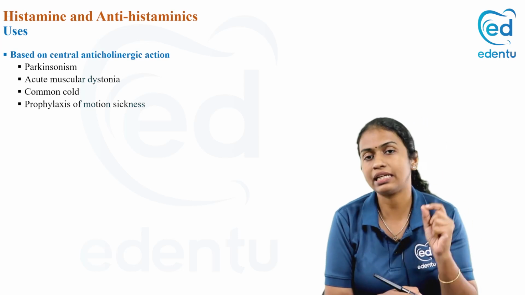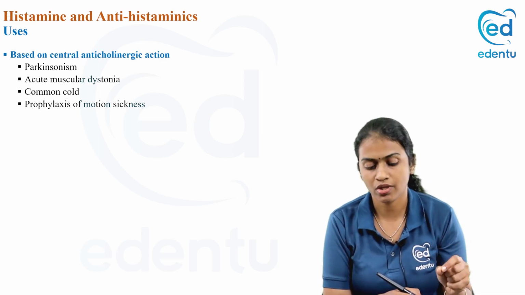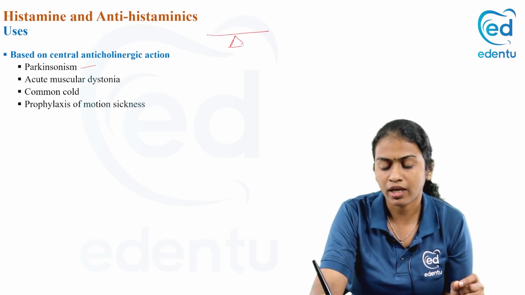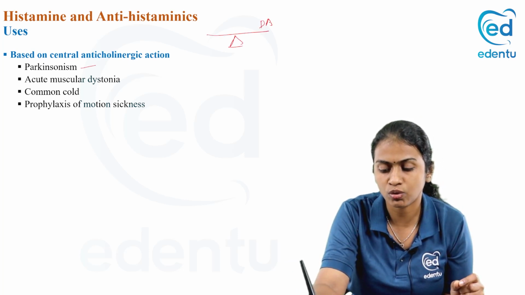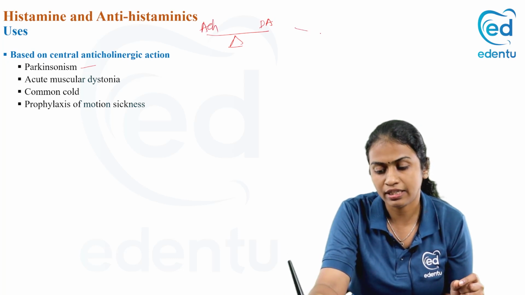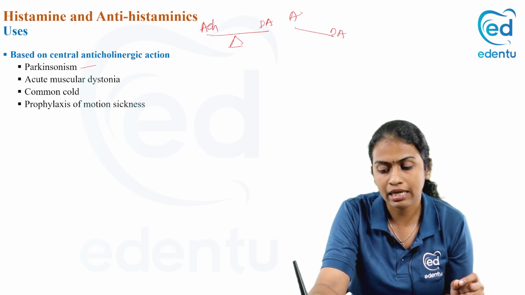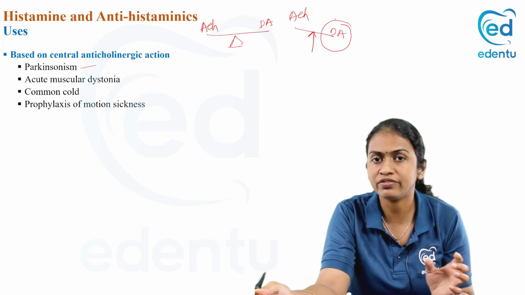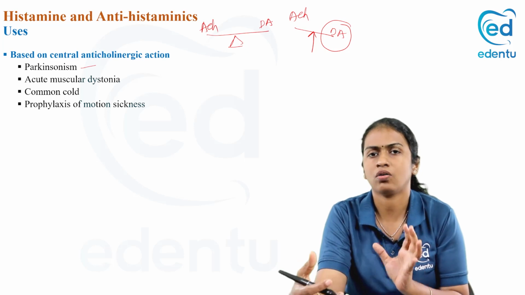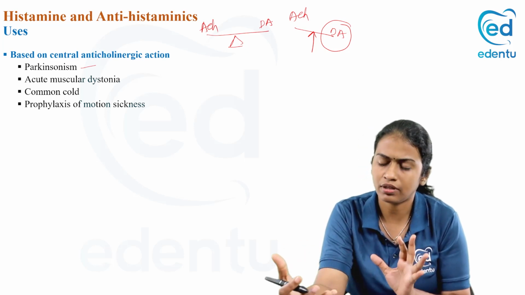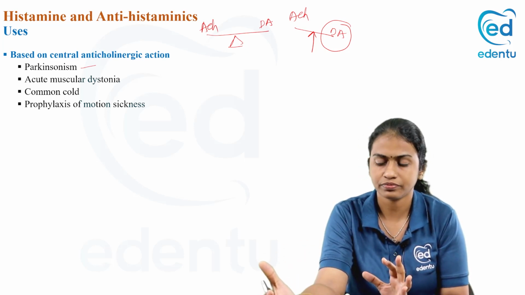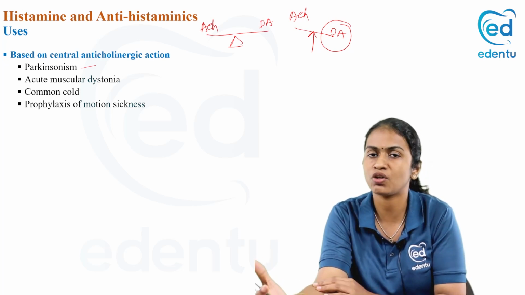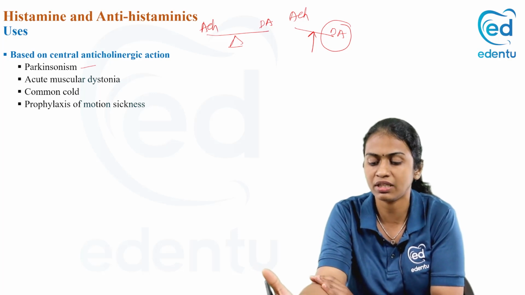Then, based on the central anticholinergic property, where do we use it? We use it in Parkinsonism. Parkinsonism is a condition where there is an imbalance between dopamine and acetylcholine. There is a deficiency of dopamine and an excess of acetylcholine. So what we can do is we can either give dopamine agonists like levodopa or bromocriptine, different dopamine agonists. Or drugs which inhibit dopamine metabolism like COMT inhibitors, MAO inhibitors can be given.